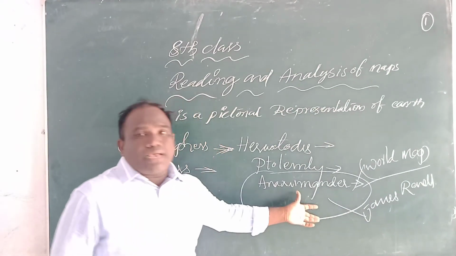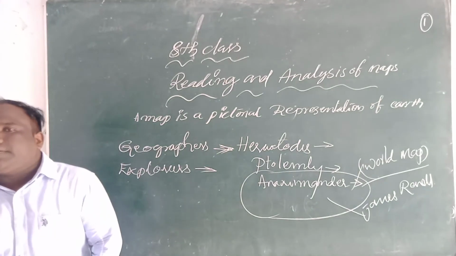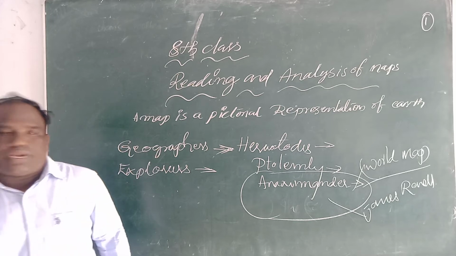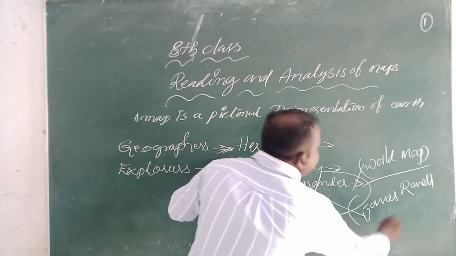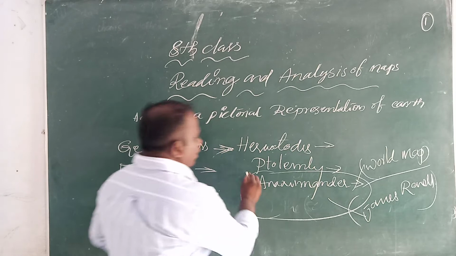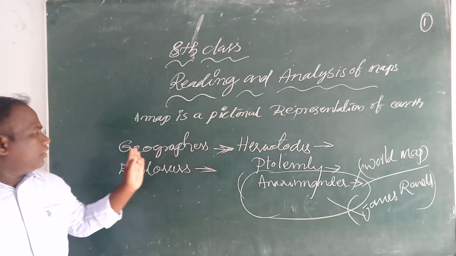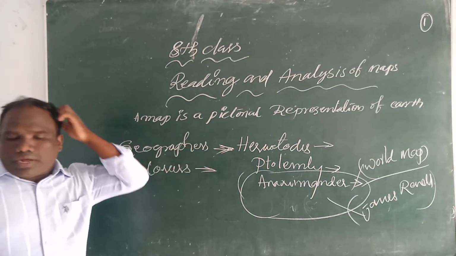So James Rennell made the first survey India map. James Rennell made the India map. Anaximander made the world map. These three are geographers.